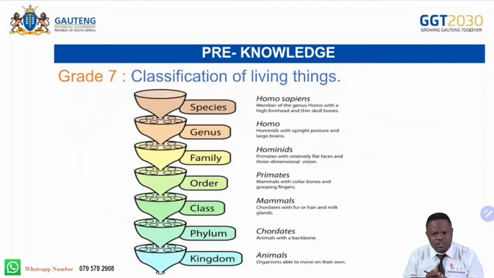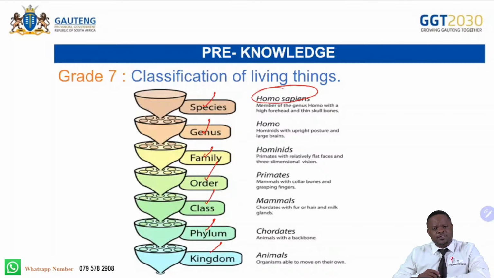So remember what you learned about classification. When you classify your living things, you start with kingdoms, you go to the phylum, to the class, the order, the family, the genus, and our species. And we know that as humans, we are under the Homo sapiens. Okay, so remember all that section when it comes to our classification. So we're saying our microorganisms, they are also a specific type or a specific class of living organisms.